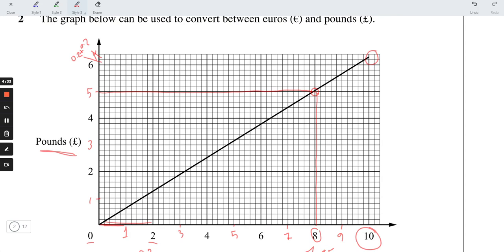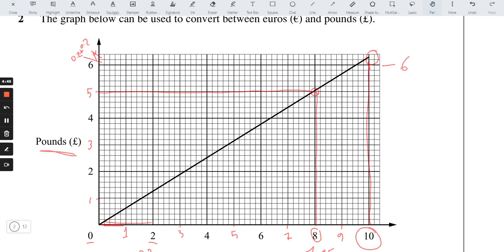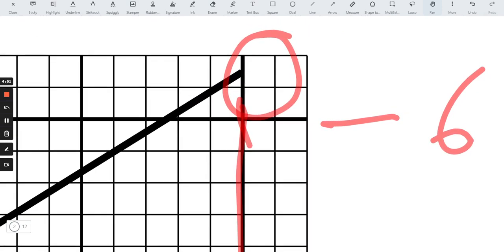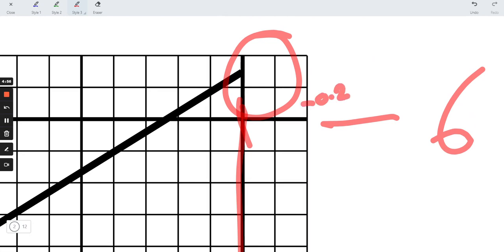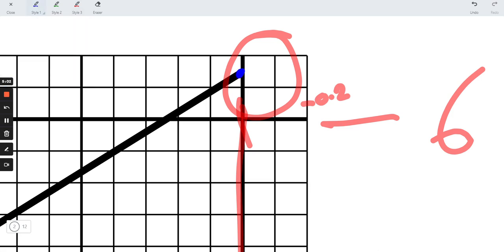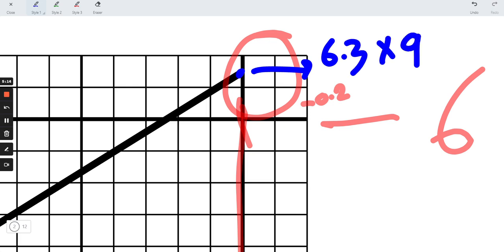This is the intersection between the vertical line here and the line graph. Okay, so I will zoom in. Don't forget, this here is 6. As we know, each small square is 0.2. So here we have 0.2, and as you can see, this point here could be 0.1 plus 0.2, it will be 0.3. So the answer here is 6.3. Then you can multiply it by 9 because 10 euros equals 6.3 pounds.